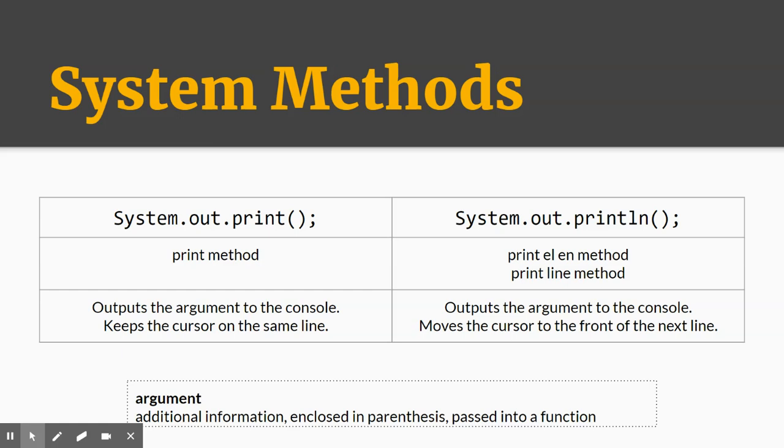So it's just like you typed a word in your word processor and hit enter. So with the print method on the left, you type a word and don't hit enter. So the next time you print a word, it will show up on that same line. The println method, it's like you typed a word and hit enter.